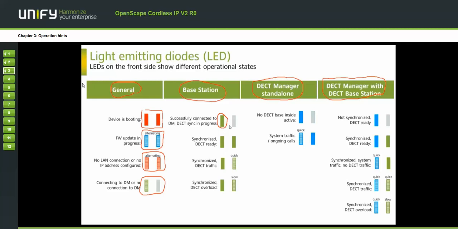Then the DECT manager with base stations, again with the same meaning, not synchronized but DECT ready. We have the solid blue LED on the left-hand side. That goes together with synchronized base stations. The synchronized base station, then we have solid blue on the left and solid green on the right. Synchronized system traffic but no DECT traffic means that we still have a solid green LED on the right-hand side, but with quickly flashing blue LED on the left side.